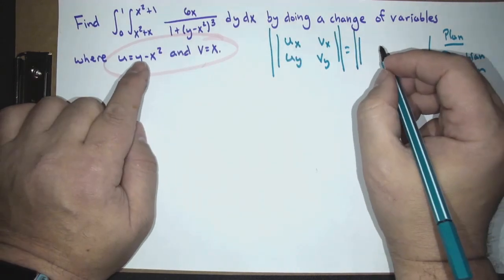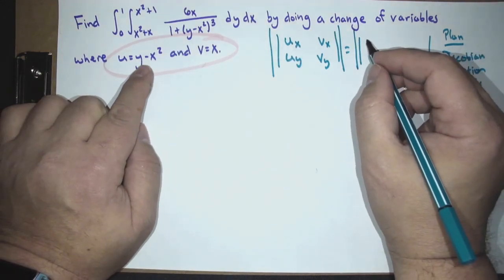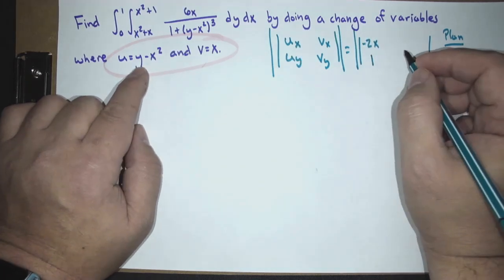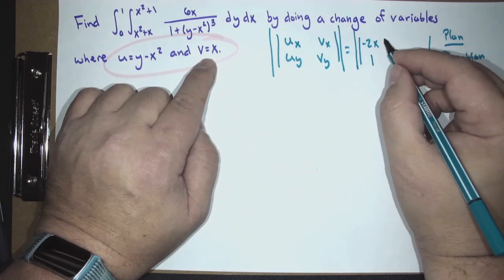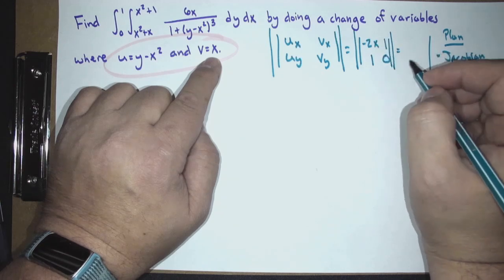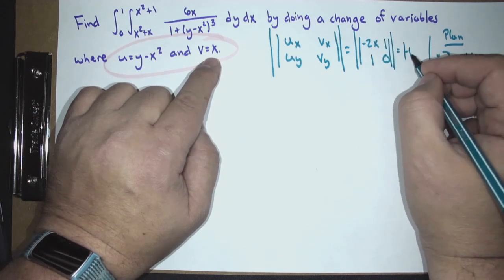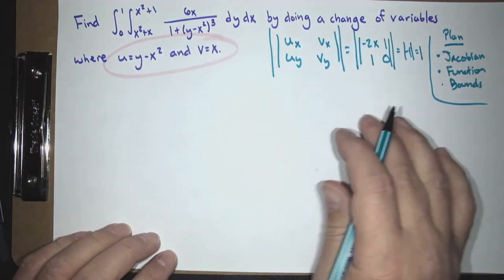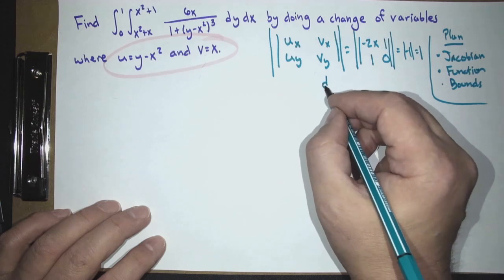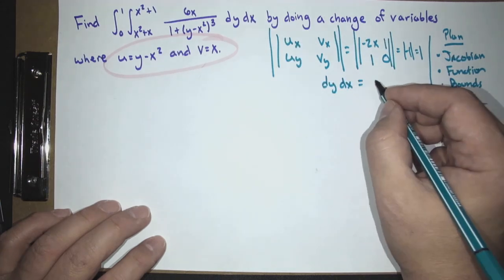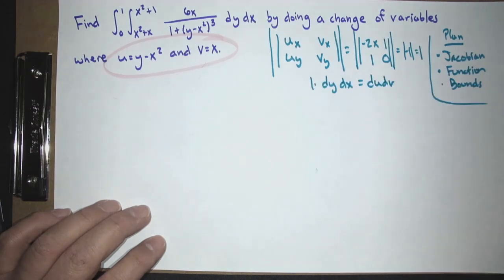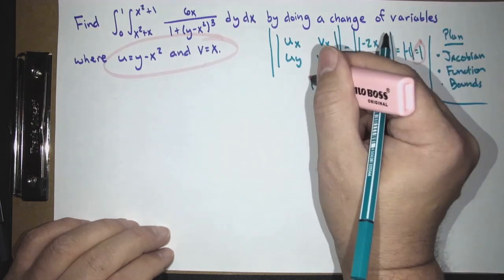Derivative of u with respect to x. Negative 2x. Derivative of u with respect to y. 1. Derivative of v with respect to x. 1. Derivative of v with respect to y. What's this determinant? It'll be negative 1 when we take the determinant, but then we take the absolute value of that, so we get 1. So our Jacobian is 1. That means when it comes to substitution, this is really easy. It tells you, well, really what it tells you is 1 times dy dx is du dv. So that this one here goes there.